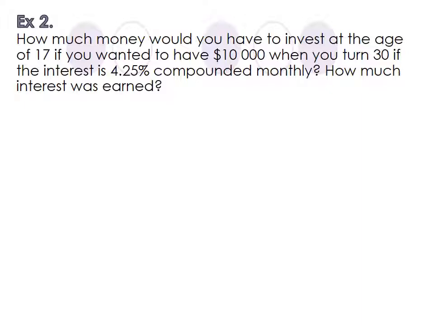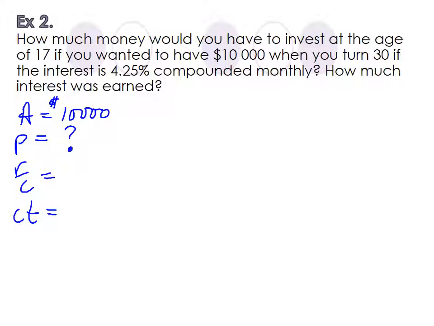Example number 2, how much money would you have to invest at the age of 17 if you wanted to have $10,000 when you turn 30, if the interest is 4.25% compounded monthly, and how much interest was earned? A, P, R over C, CT. So he wants the future value, you want $10,000. So that's your future value. How much would you have to invest at 17? Assuming you're 17 or soon to be 17, that's like the now. So there's our question mark.